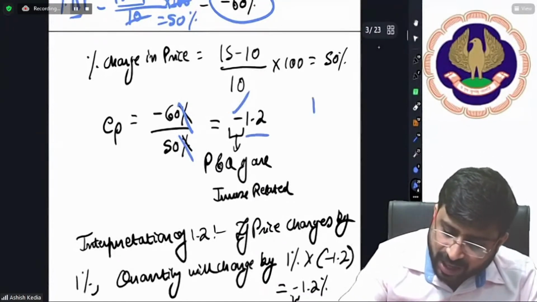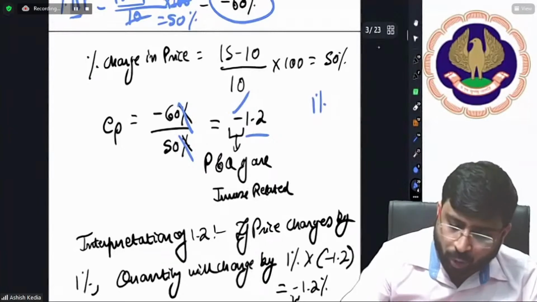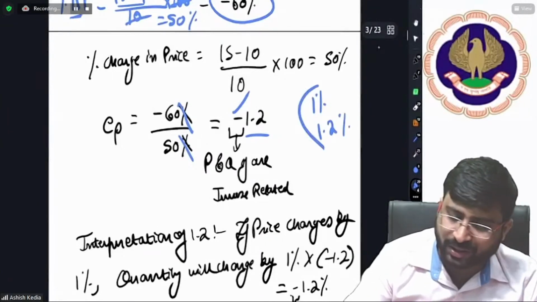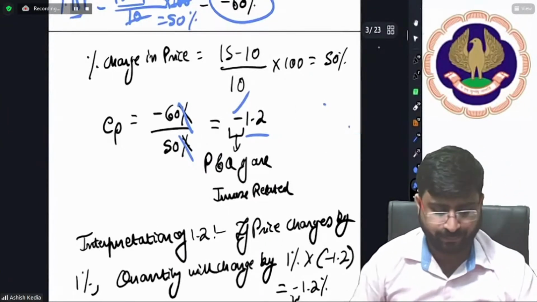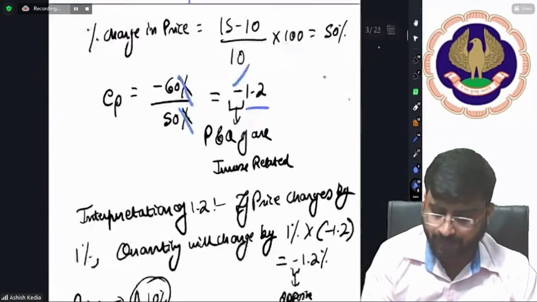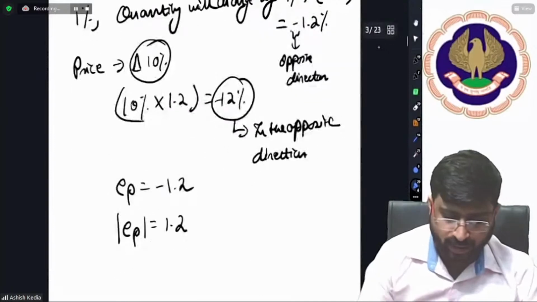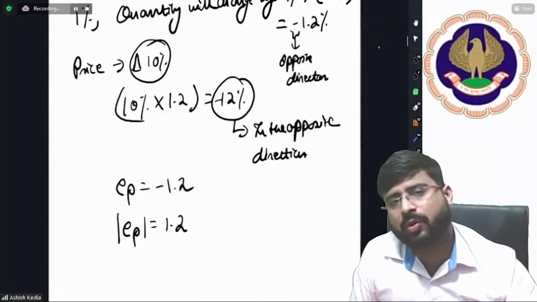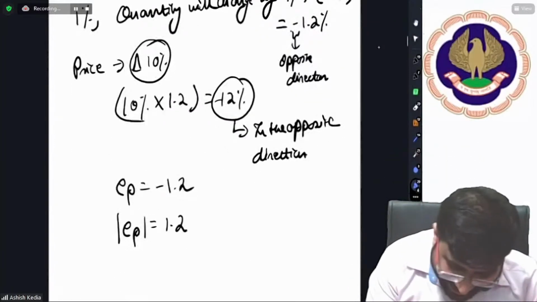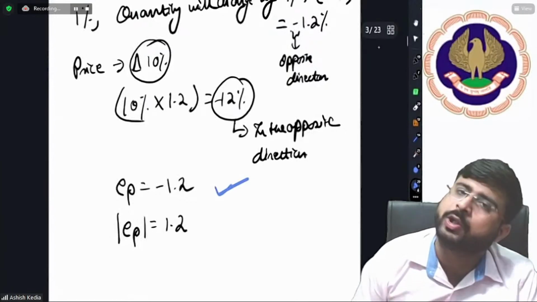This 1.2 means every time price changes by 1%, quantity will change by 1.2%. I have written the interpretation here. Now, one more thing I want you all to note down: yes, elasticity is minus 1.2, correct.